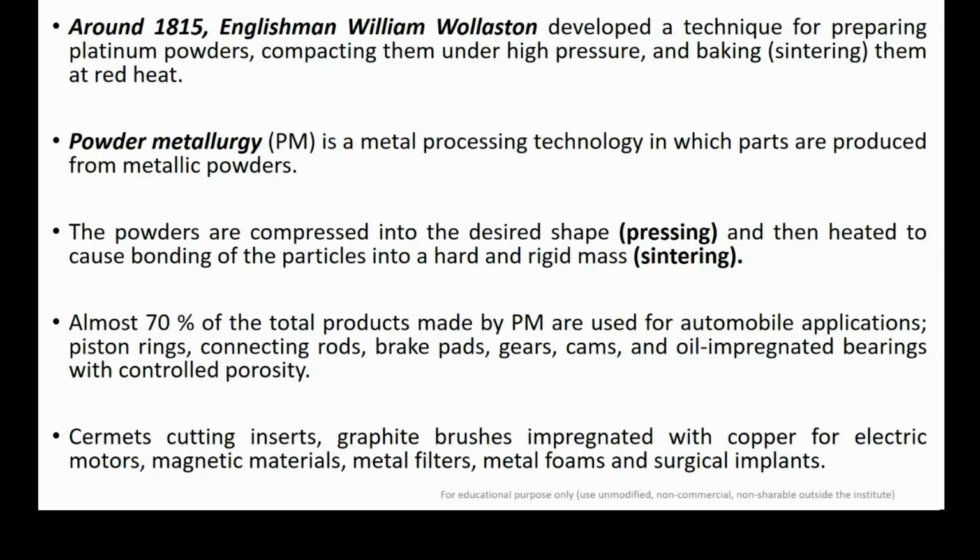So powder metallurgy is a metal processing technique in which the products are made from metallic powders, and the powders are compressed into the desired shape, which is called pressing, and then heated to cause bonding of the particles in a hard and rigid mass, which is called sintering. So you take powders of different materials. Powder can be of metals, powder can be of alloys, ceramics, and mixtures.